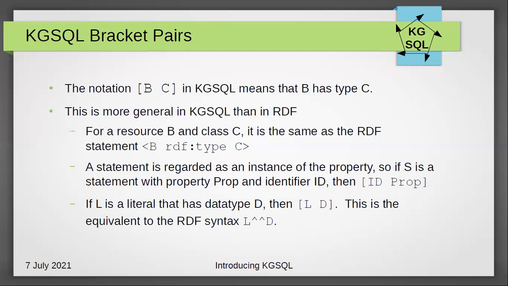If L is a literal, then this bracket notation indicates what type the literal has. In RDF, you have to have a separate notation to specify this. This double caret notation tells you the data type of a literal, which is necessary because in RDF, it's not actually possible to specify a literal as the subject of a statement. But in KGSQL, that restriction is removed.